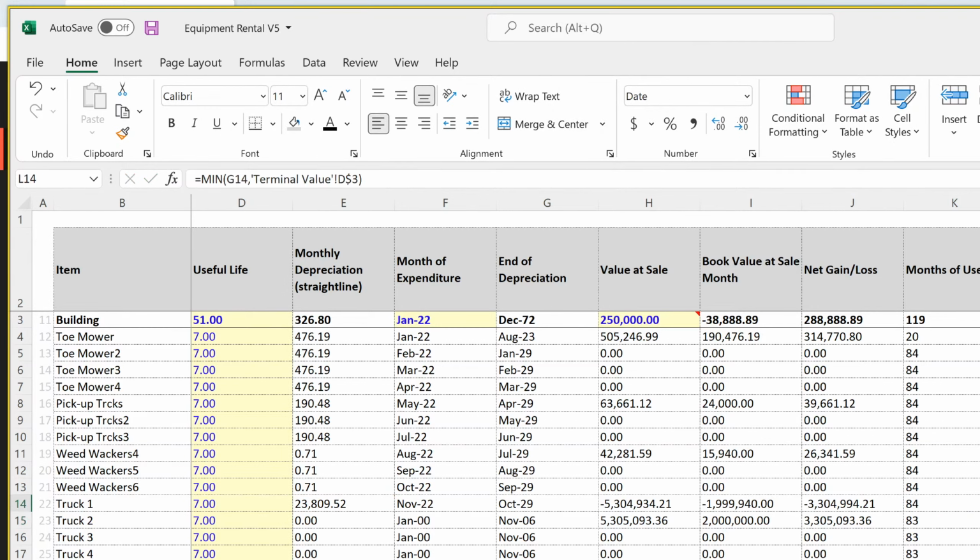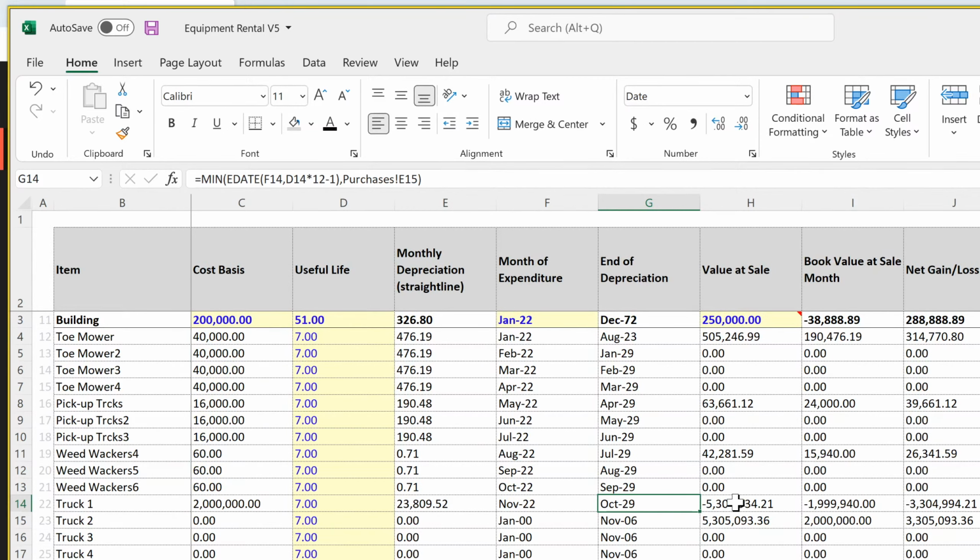October 29. Wait, we're starting 2022, so 22, 23, 24. That's like 8 years. Oh, but I had a staggered start month, so I guess that is, I think that is 7 months, or 7 years. So now what do we do here? Min of E-date. Because this can't be, this is definitely the problem.